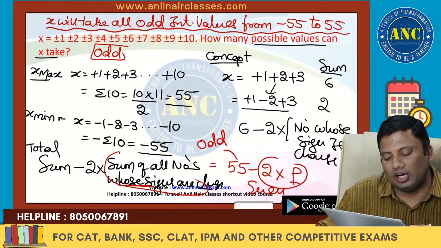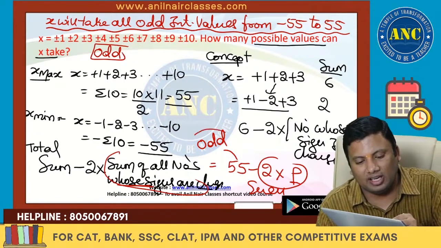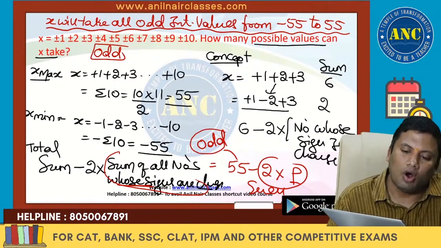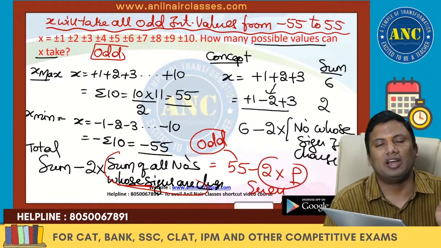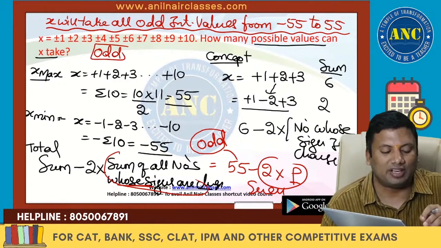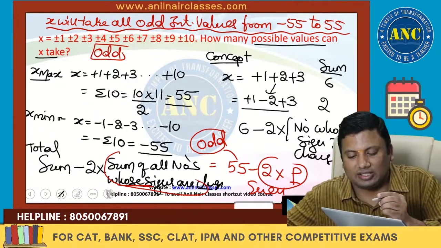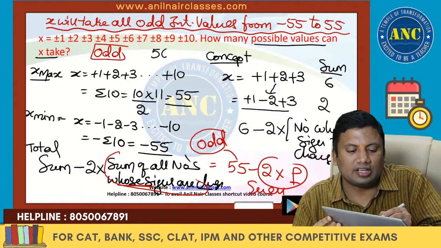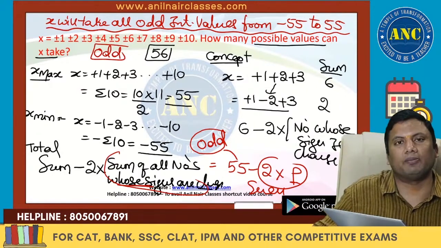55 is an odd number. 2 into any number is an even number. Odd minus even is odd. Answer is all the odd integral values from minus 55 to 55. Minus 55 to minus 1 gives 55 values, and 0 to 55 gives 56. Total 111 values, of which odd integral values will be 56. Answer for this question is nothing but 56.